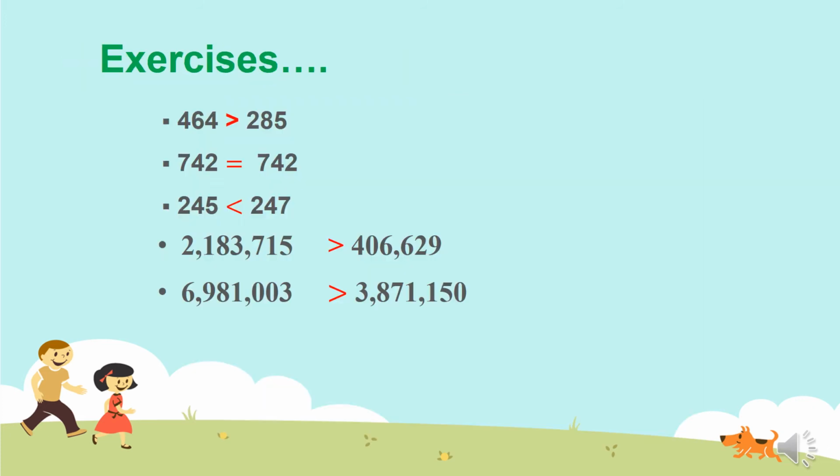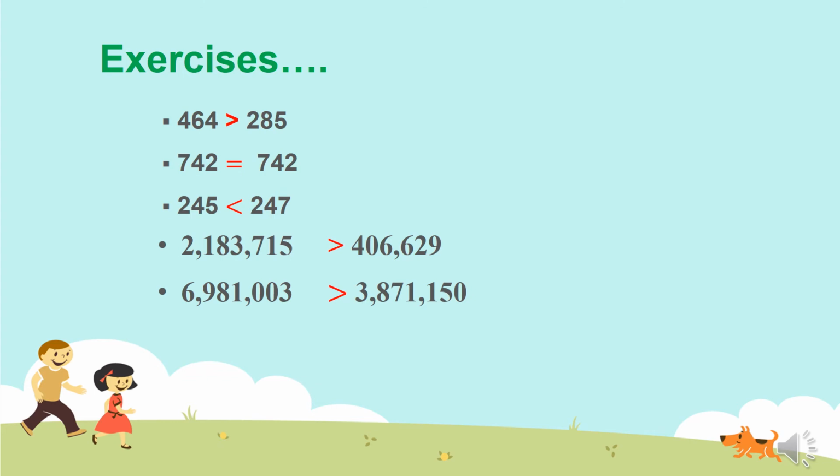Students, shall we do some exercises in comparing numbers? Before doing this exercise, you have to remember that when comparing numbers, we always compare the digits in the greatest place value first. If the digits are the same, we continue to compare the digits in the next place value until one of the digits is greater or smaller than the other.